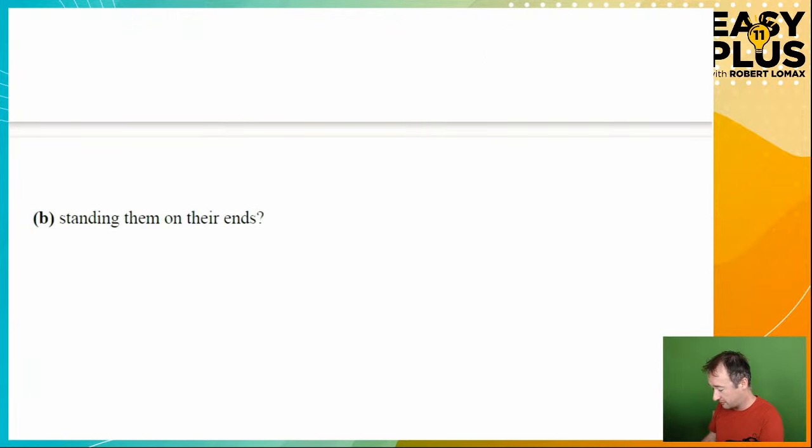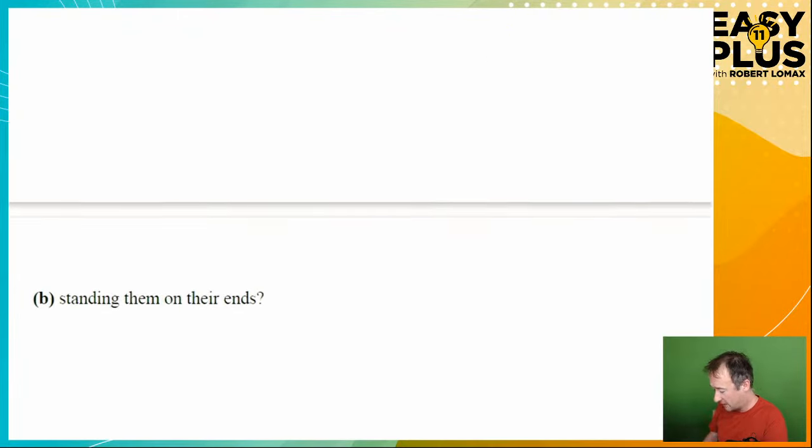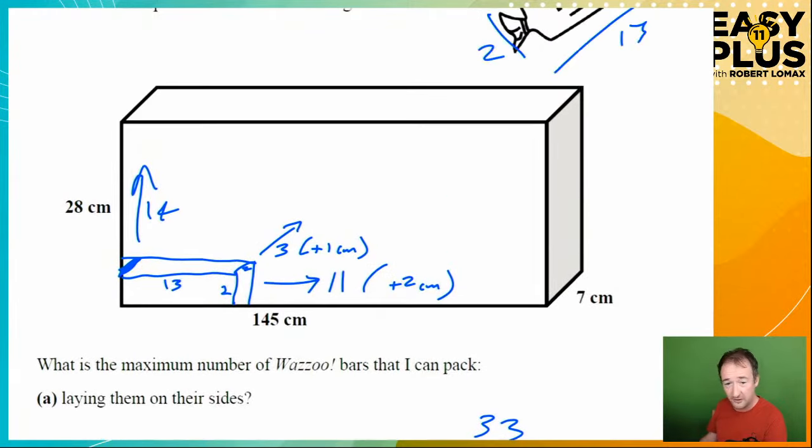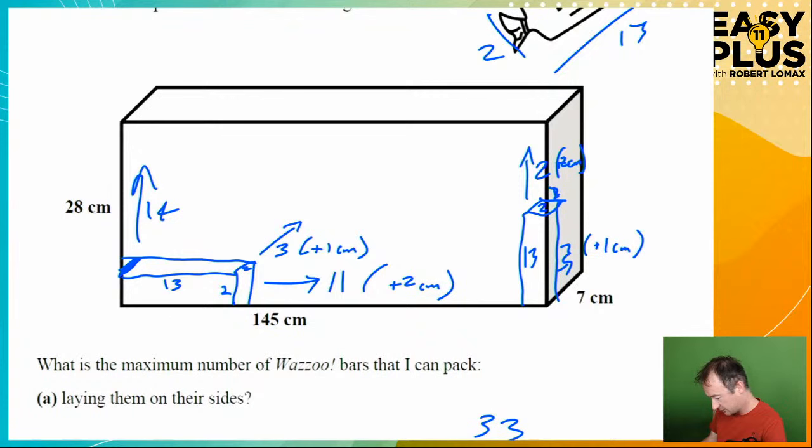Next question, how many can I fit in by standing them on their ends? Okay, we're going to repeat the process, and we're going to use the same diagram, because I'm going to use this end of the diagram to do the same job. So here's my wazoo bar, like that. It's 13 high, and it's 2 and 2. So how many can I fit in vertically? I can fit in 2, 26, with 2 centimeters left over. How many can I fit in this way? I can fit in 3, which is 6 centimeters, so there's 1 centimeter left over.